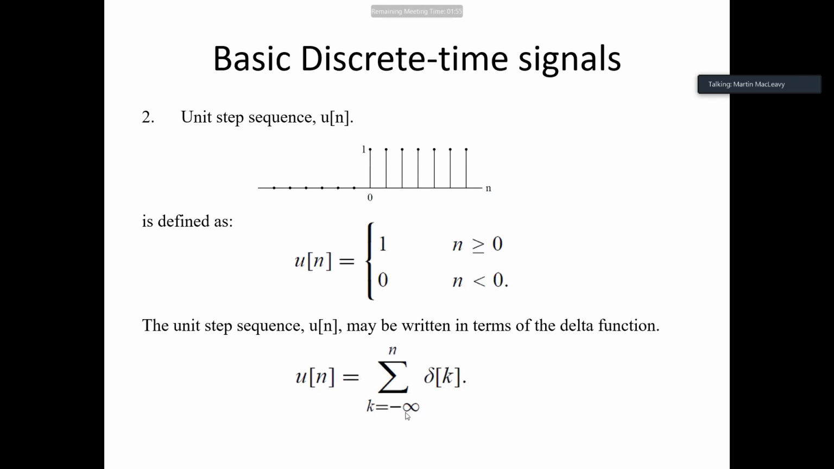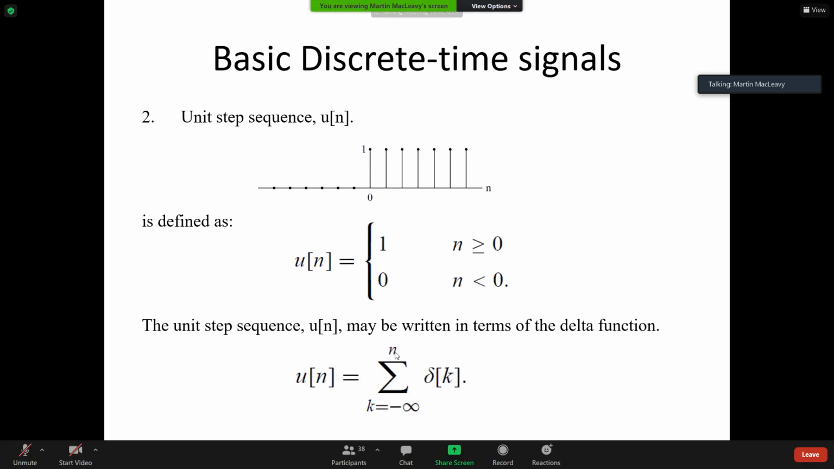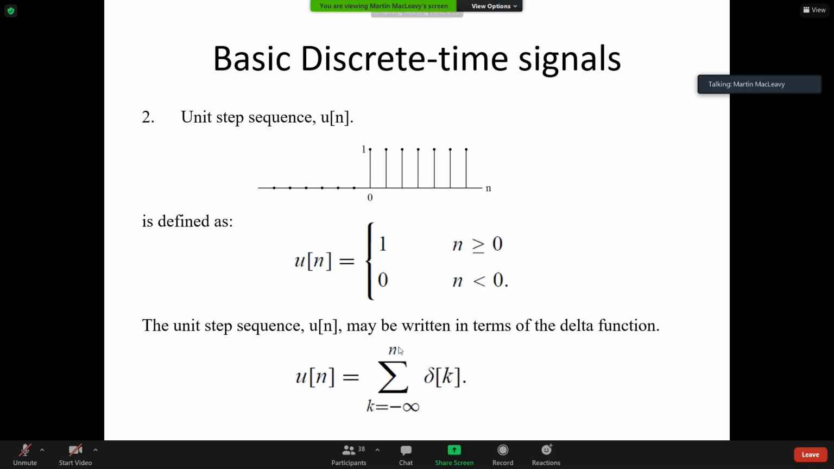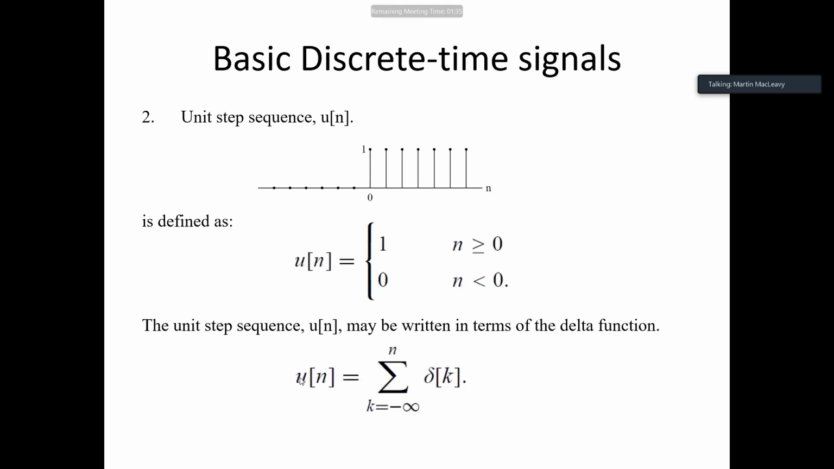So -infinity goes up to 0, and you get 1, and then you go to k equal 1 there, right? Still 0 again. So that is correct there. So let us look now at n equal 2. We know that u[n] equal 1.